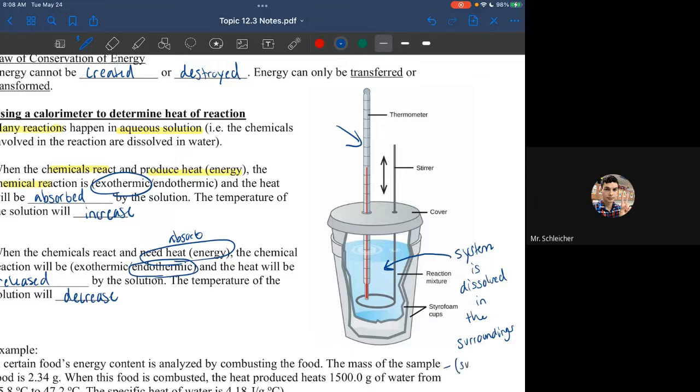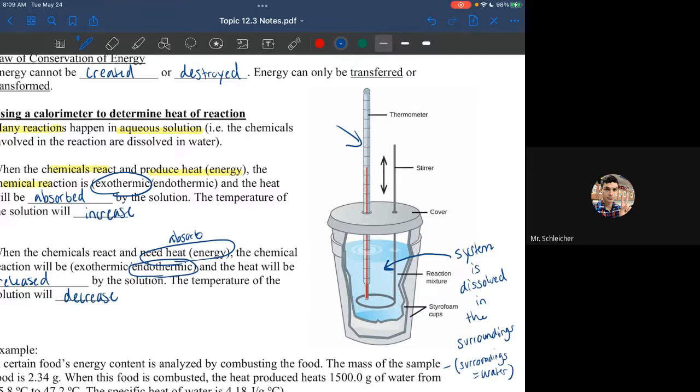And then we could also say the surroundings is equal to the water here. So the water itself is the surroundings. The system would be something reacting in the water, like maybe some sort of acid and a base. Like, if you were to make a baking soda and vinegar volcano in the coffee cup calorimeter, the surroundings would be the water that it's all dissolved in, and the system would be the actual vinegar molecules and the actual baking soda molecules.